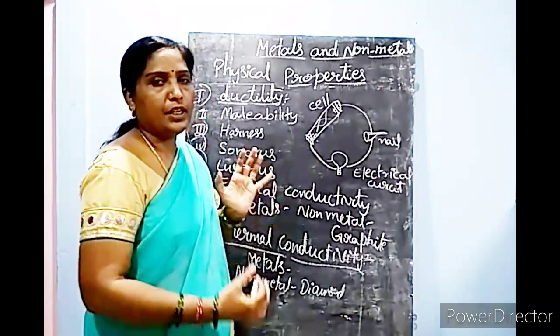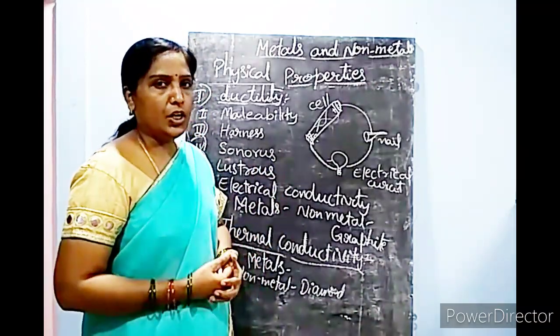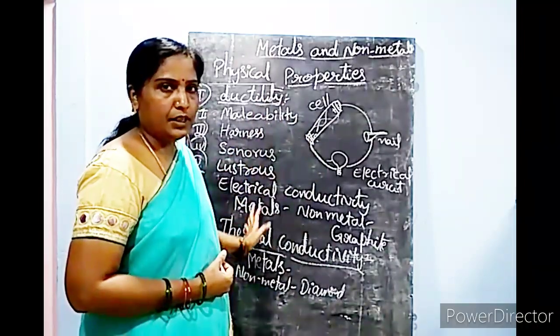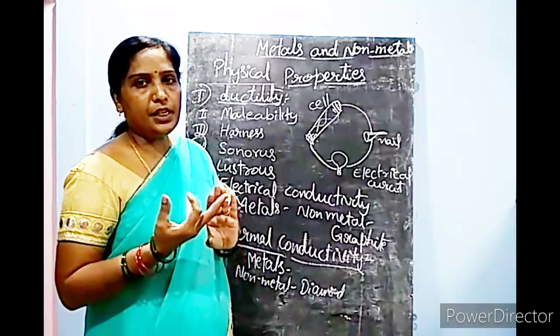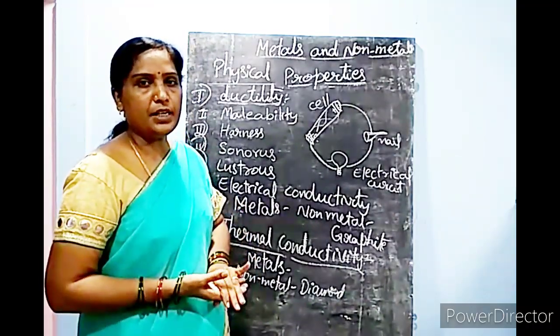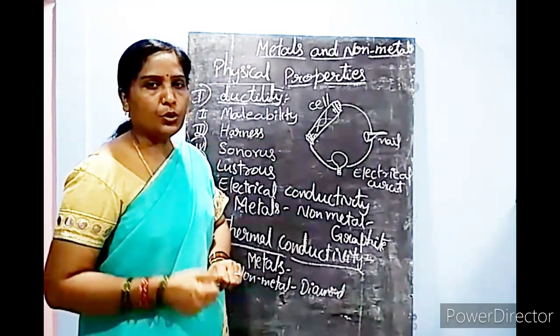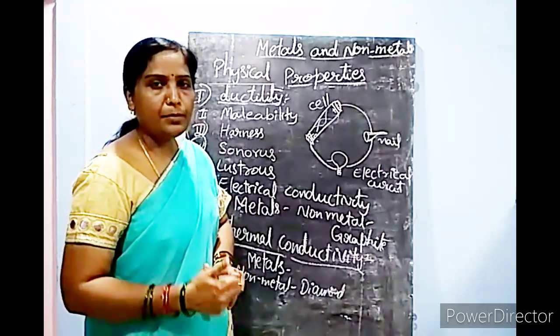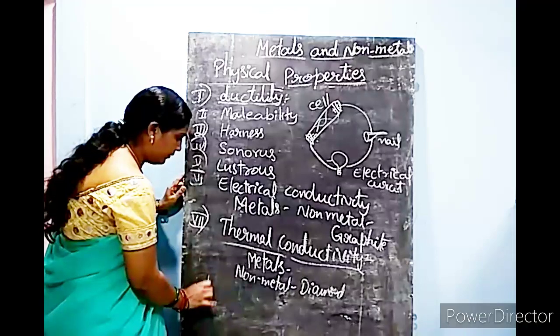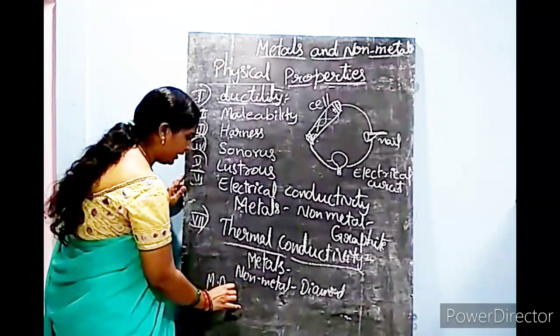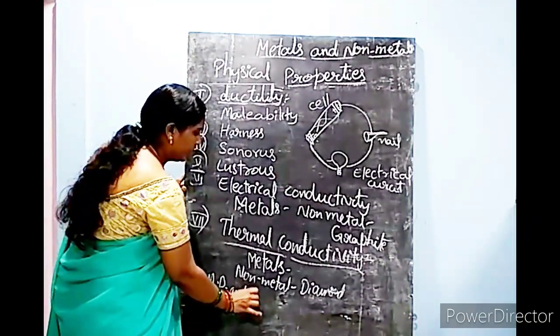Based on this, we can divide metals and non-metals. So let us repeat this. They show the ductility property, malleability, luster property, hardness, and they will show electrical conductivity and thermal conductivity. Their melting and boiling points are very high. Metals' melting and boiling points are high.